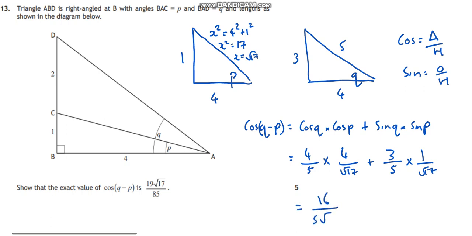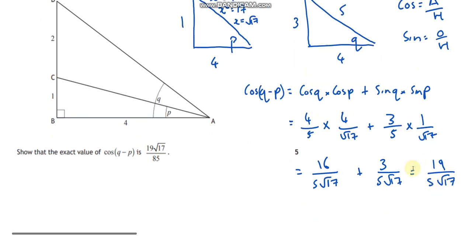We should find that the denominators are the same, a good clue to see you've done it right. So that's 3 over 5 root 17. Add them together for 19 over 5 root 17. So I would have thought, okay, that's me finished most of the time, but it's saying, show that it's equal to that.